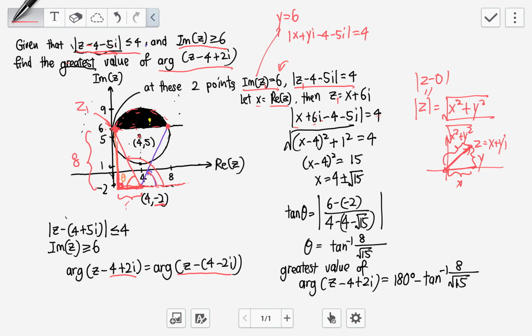So we just take x. In this case our x is x minus 4, the real part of whatever is inside this modulus. Let's take this entire thing to be a complex number by itself, and then the mod of this complex number is real part is x minus 4, then we square, and using the imaginary part, 6 minus 5 is 1, so 1 square, which is x square plus y square. So square root, then we get equals to 4 here. So we try to solve this equation.